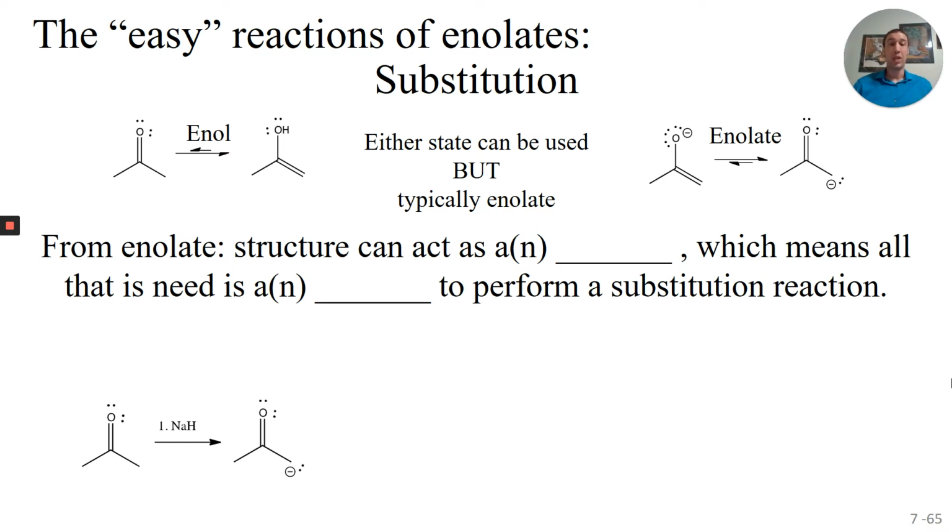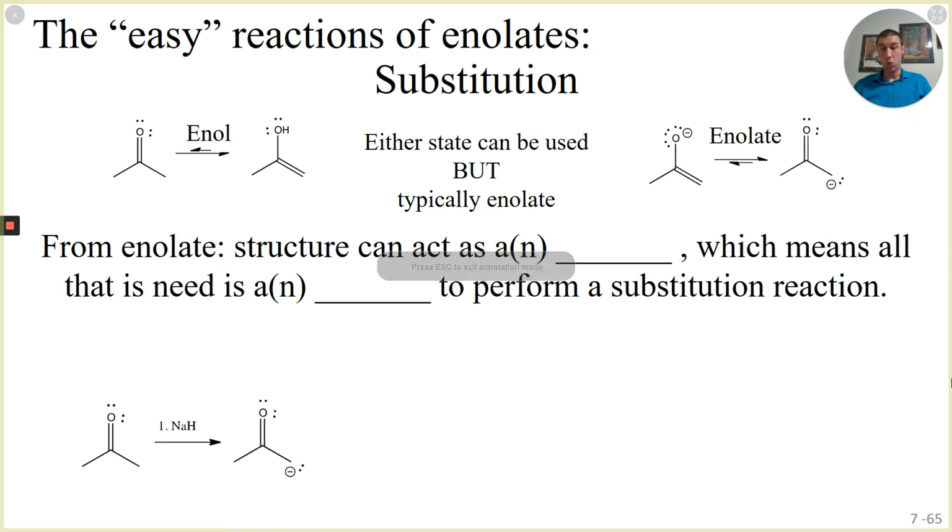So let's go through and look at our enolate structure first, because that's the easier one to evaluate, even if we don't always use it. That enolate acts as a nucleophile, which means all we need is an electrophile to perform that substitution reaction. So if we look at the reaction shown down below, we've added sodium hydride, which is a fun base, which we'll see in, I think, two videos, and we're going to discuss it. But this is a very strong base.